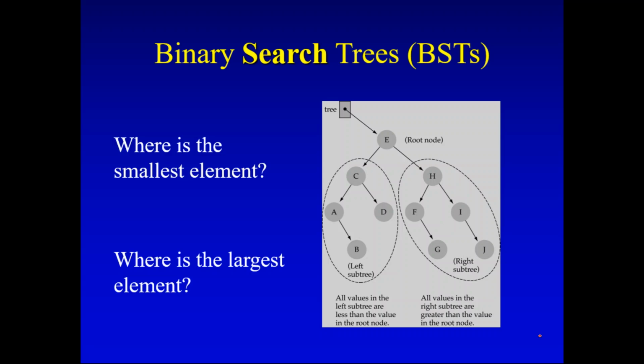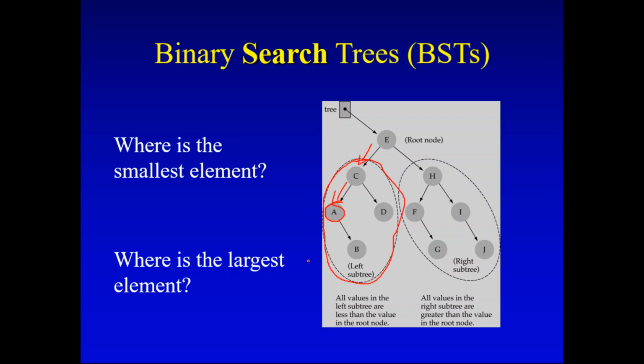So where will the smallest element be in a binary search tree? Surely the smallest element will be in the left subtree. It will not be in the right subtree. And again in the left subtree, where will it be? Surely C is lesser than E, and A is lesser than C. So it will be in the leftmost position. This will be the smallest value.